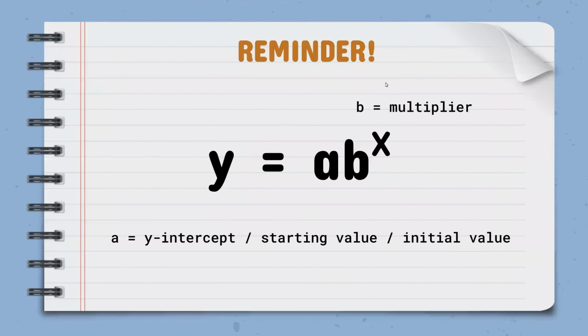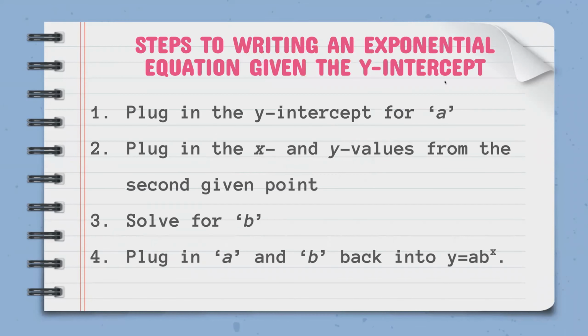So can you see how given the y-intercept, it'll make our lives a bit easier because you can just plug it in for a. So if you're given 2 points where one of them is the y-intercept, it makes our lives easier. So here are the steps to writing an exponential equation given the y-intercept. If you would like to write this in your notebooks, the first step is to plug in the y-intercept for a. The y-intercept has 0 for x. And so whatever number is here is actually going to be your a.